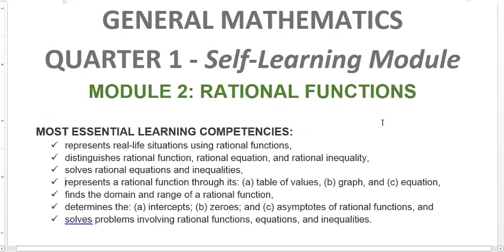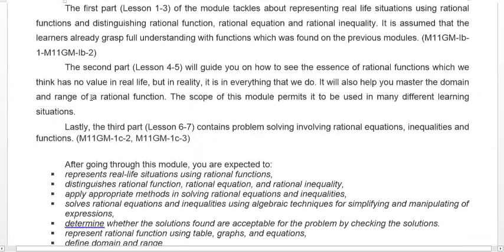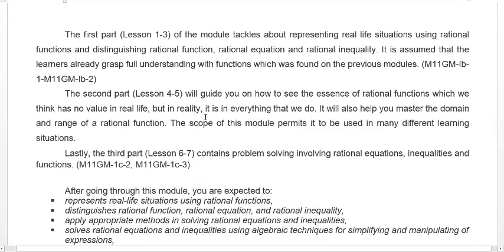So, that is the basic meaning of a rational function. Let's go. By the way, sa sobrang lawak ng module na ito, it's going to be divided into 3 parts. The first part is going to be lesson 1 to 3. Ito yung itatackle natin today. We are going to discuss representing real-life situations using rational functions and distinguishing rational function, equation and inequality.